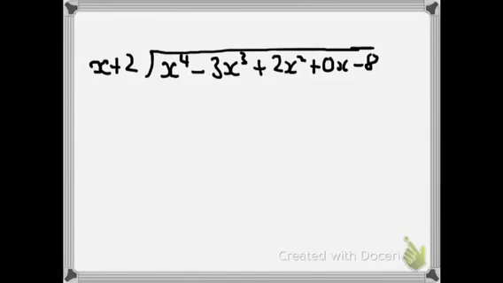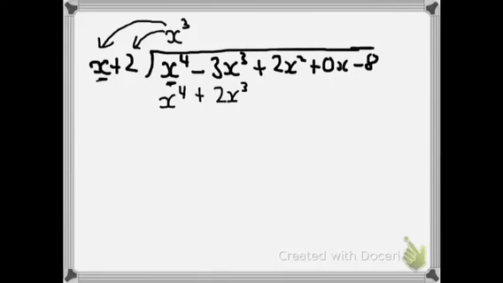So let's begin. We start from the left-hand side and divide x into x to the power of 4. You always start with the x term and the first term in the polynomial you're dividing into. So x into x to the power of 4 goes x to the power of 3 times. Now we multiply the x cubed by the x plus 2. X cubed times x is x to the power of 4. X cubed times 2 is plus 2x cubed. So there's our first step.